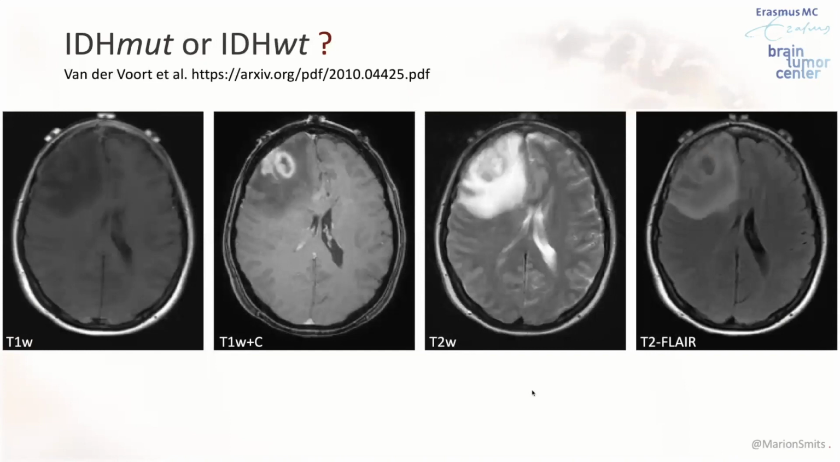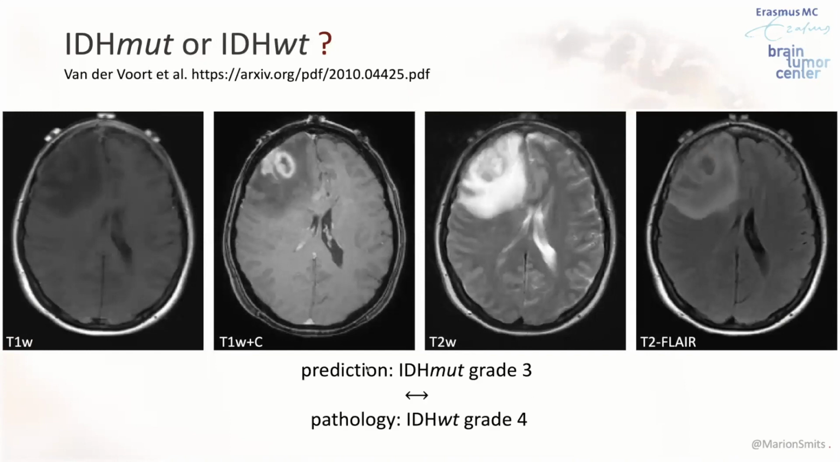It's not always that easy. This was actually mislabeled by our algorithm, even though we have a relatively small proportion of enhancement in this larger non-enhancing portion. The pathology actually shows an IDH wild type tumor, versus an IDH mutant, which was predicted by the algorithm.